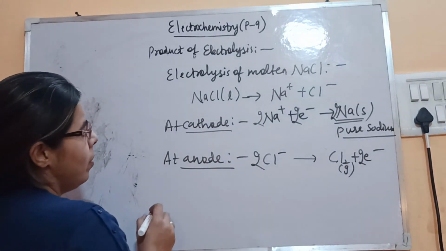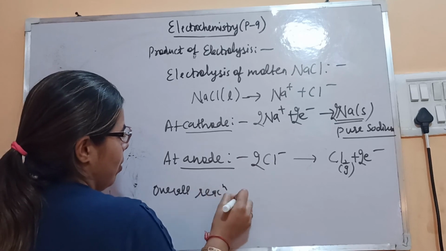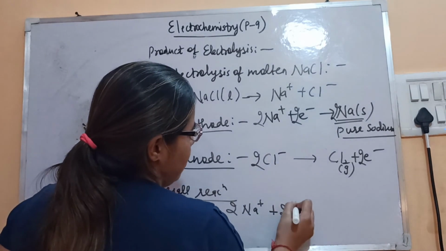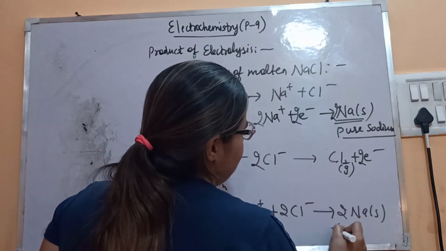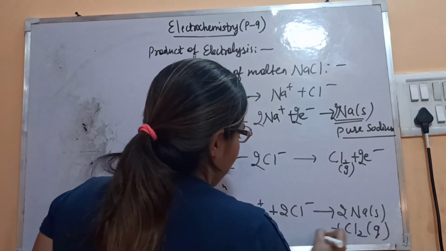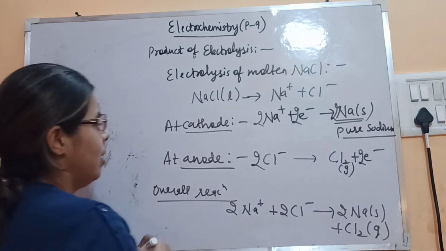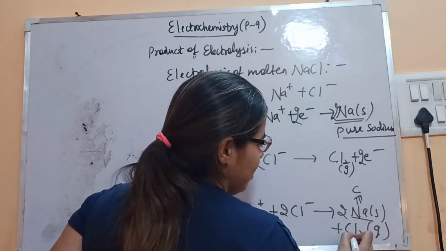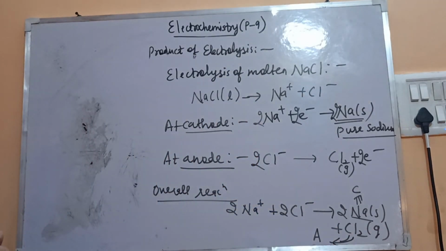Okay, so what is the overall reaction? 2Na positive plus 2Cl minus gives you 2Na solid plus Cl2. Yes, so this is your overall reaction. It means sodium is formed at the cathode and chlorine is liberated at the anode. So this you have to remember. Fine. So this is the simplest example we have taken.